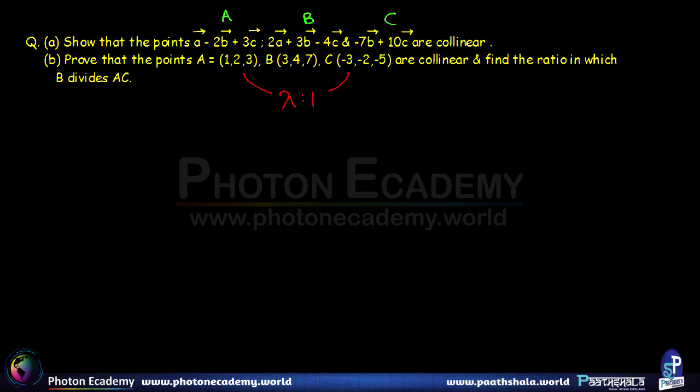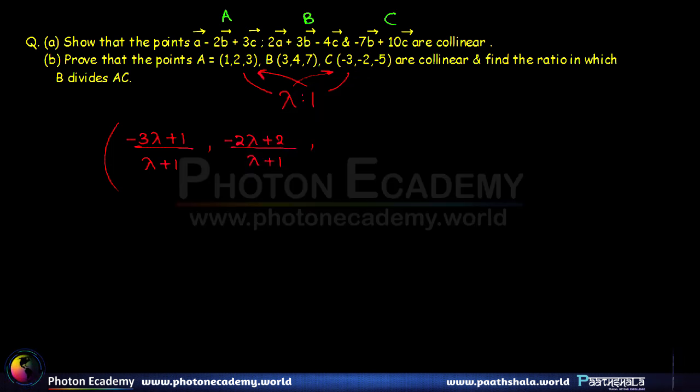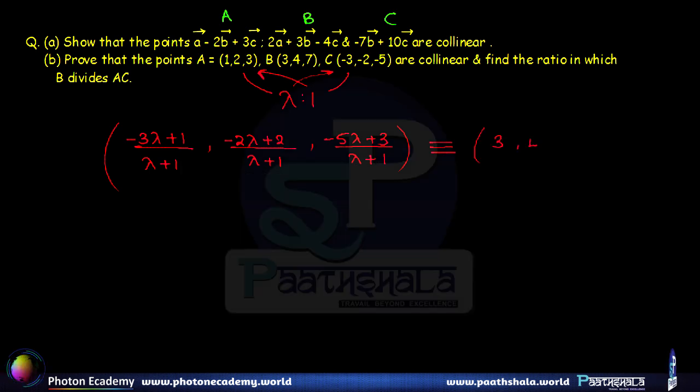So we know how to use section formula. It is C into lambda and A into 1. So the coordinates of that point will be minus 3 lambda plus 1 upon lambda plus 1, comma, minus 2 lambda plus 2 upon lambda plus 1, minus 5 lambda plus 3 upon lambda plus 1. And we have to check if this is equal to 3, 4, 7.